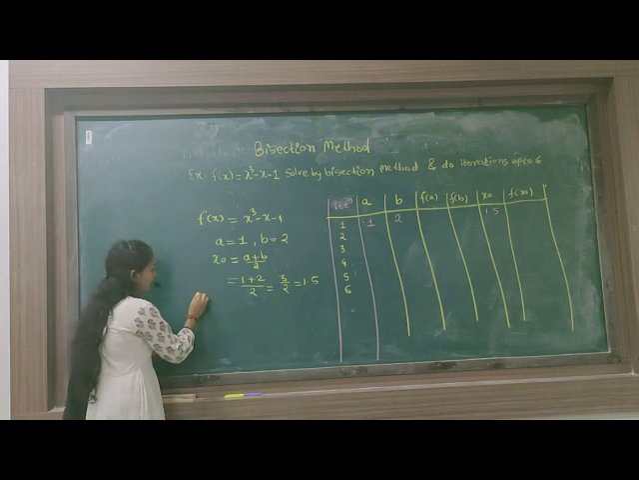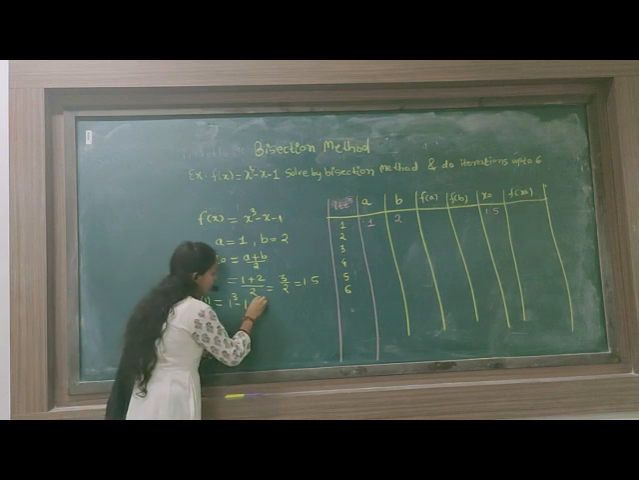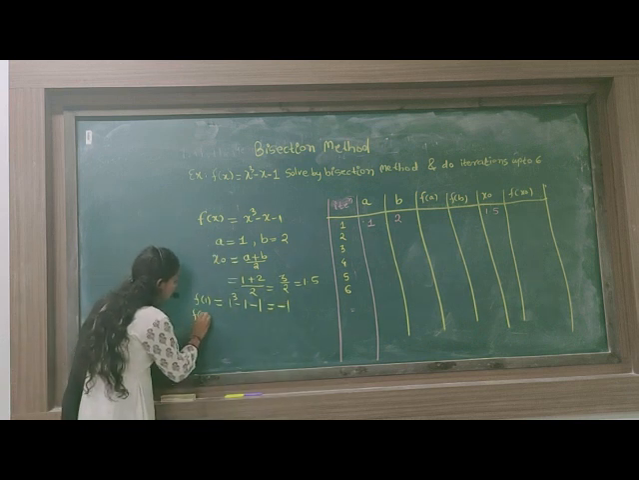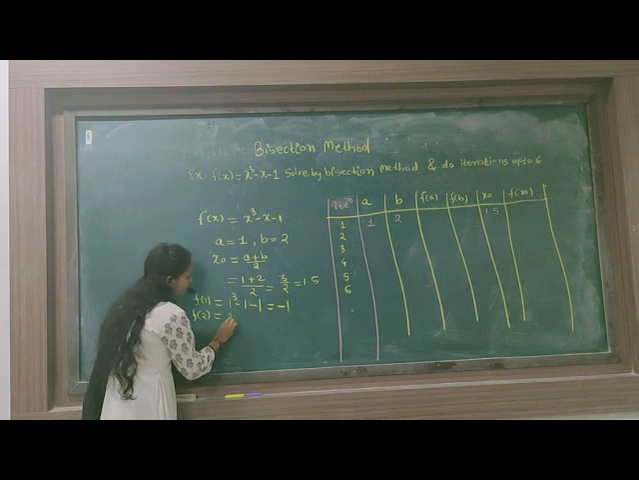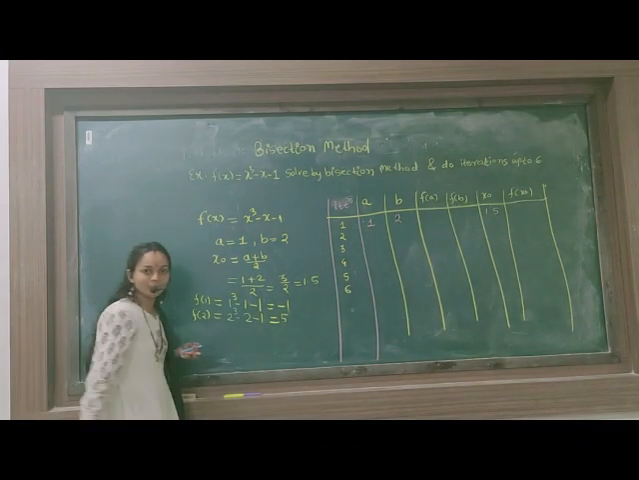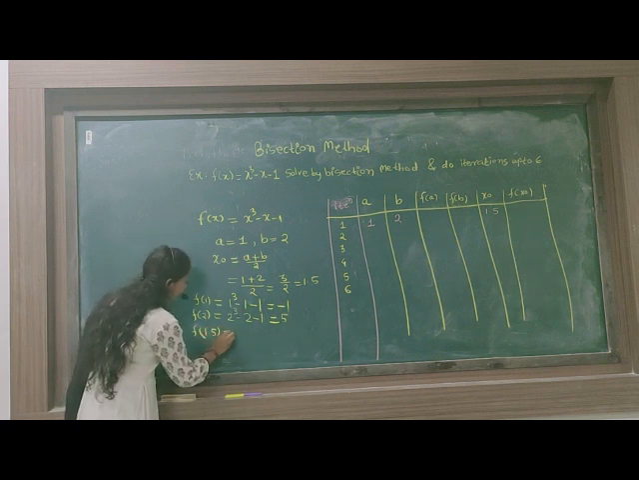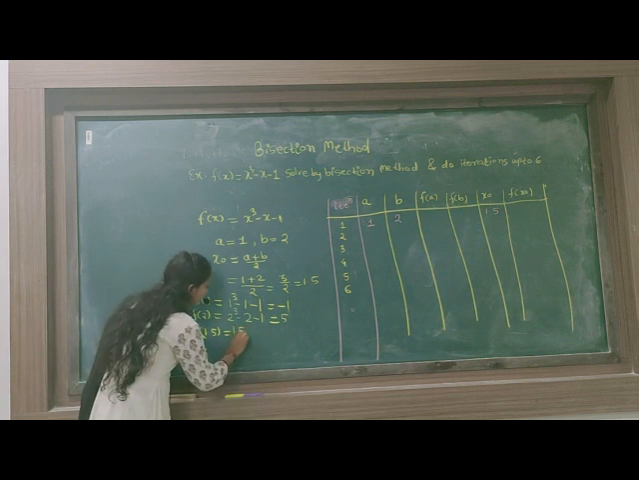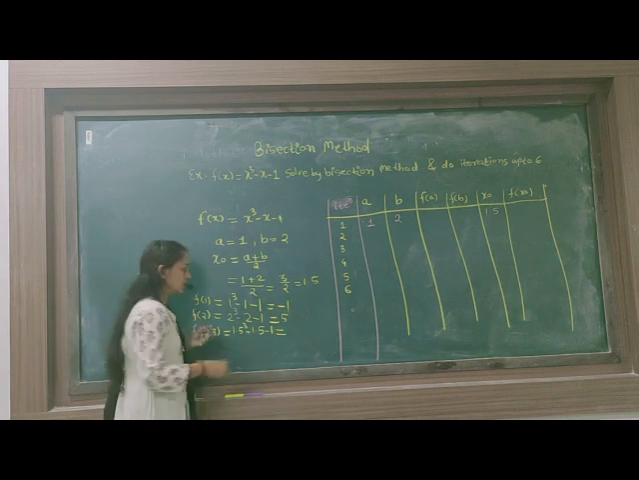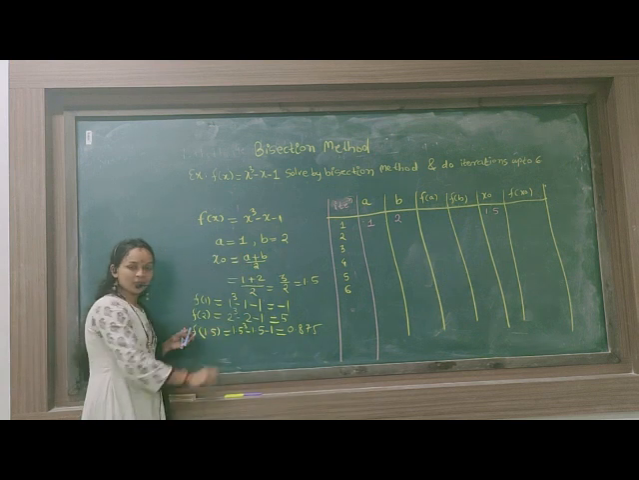So now f of 1 is nothing but 1 cube minus 1 minus 1, so you get the value minus 1, right? f of 2, in the same way, is 2 cube minus 2 minus 1, which is equal to 5. Now in the same manner, f of 1.5 is nothing but 1.5 cube minus 1.5 minus 1, which is equal to 0.875.